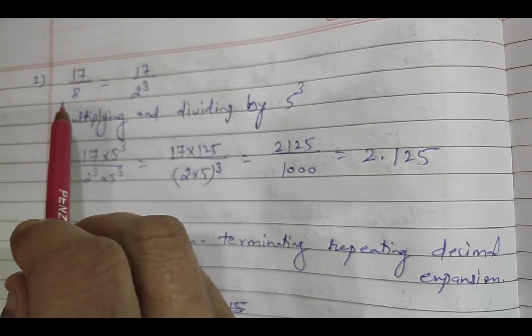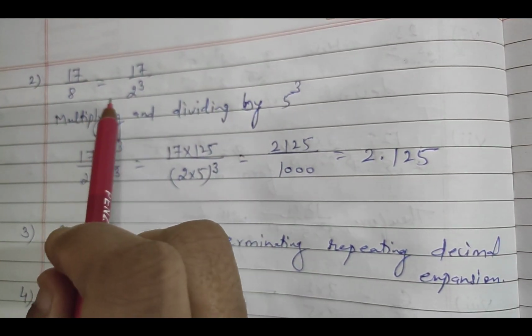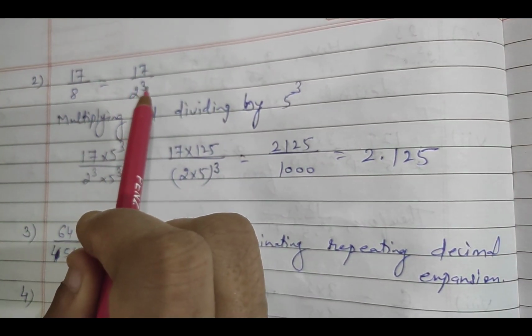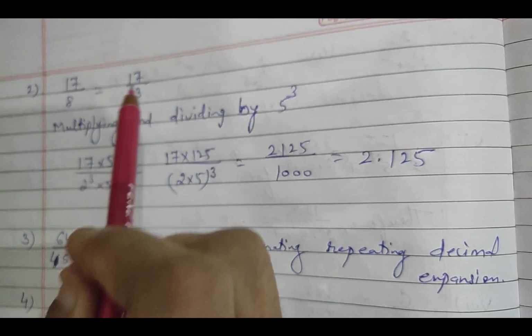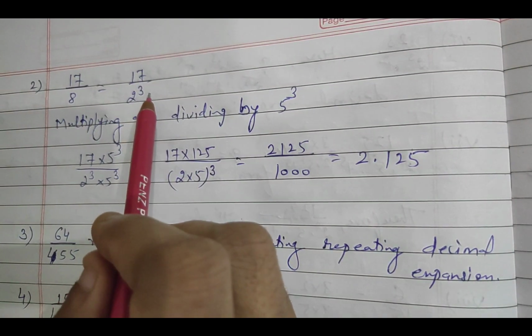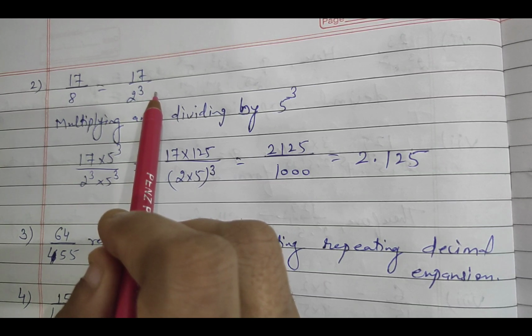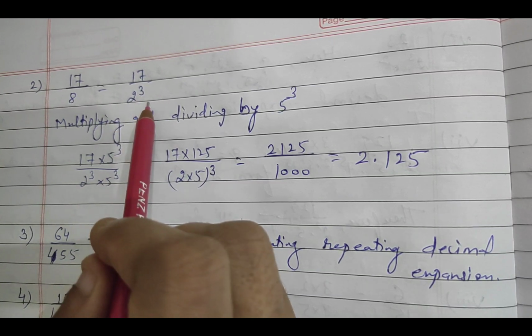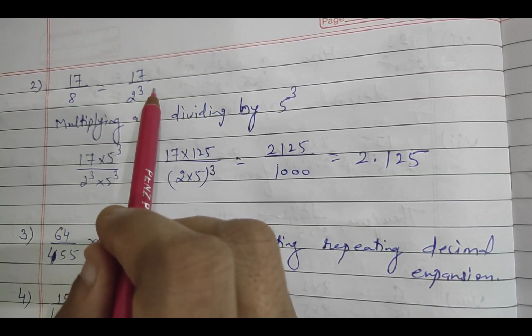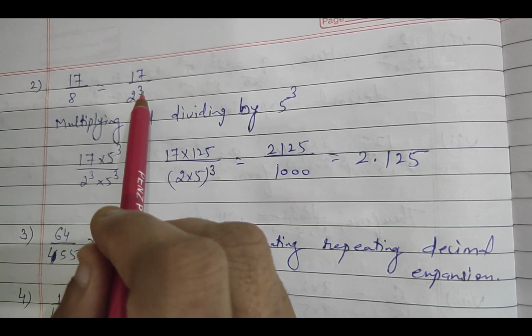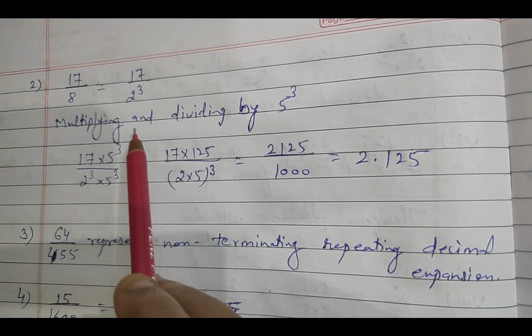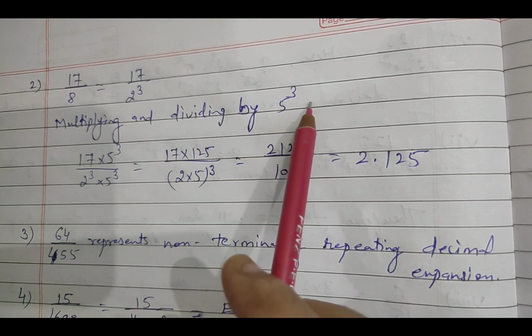It is 17 upon 8. So how can I write 8? 8 is 2 raised to power 3, right? So what will I do? I need 5 for converting this into 10. But how many 5s? 5 raised to power 3, because here we have 2 raised to power 3. So multiplying and dividing by 5 raised to power 3.